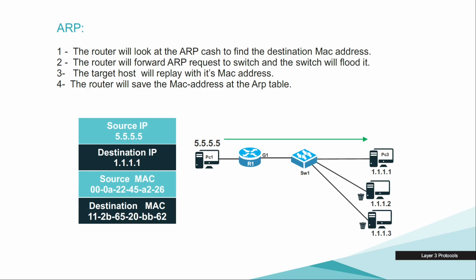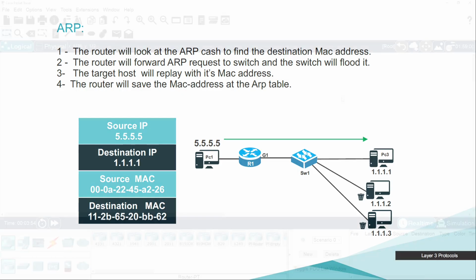So if any communication happens again between PC1 and PC3 before the aging time ends, our PC1 will forward the data directly to PC3, and at layer 2 it will have the destination MAC address of PC3. So the switch, the router, and the PC have the ARP cache and will know the destination MAC address after the ARP request and ARP reply are complete.